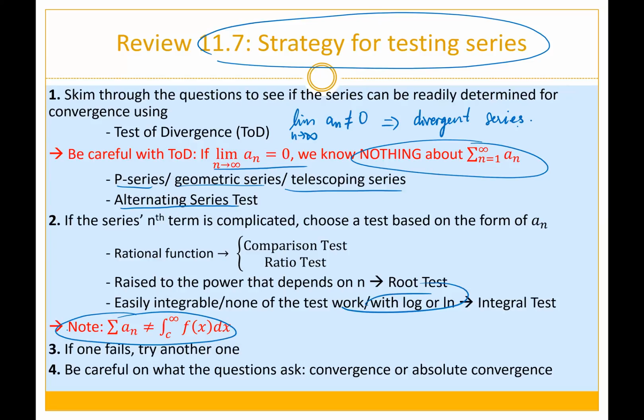There's just some association between the convergence of these two, but those are not equal to one another. So when you take the integral, it doesn't equal the sum of that complicated integrable series. Now the third step, as I just gave a quick briefing before: if one fails, try another one.